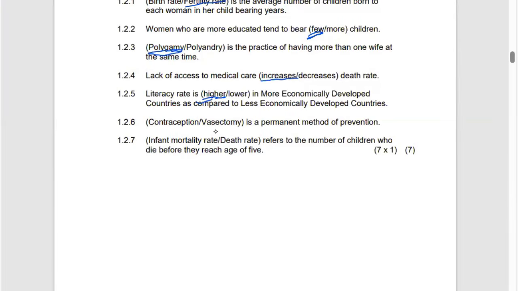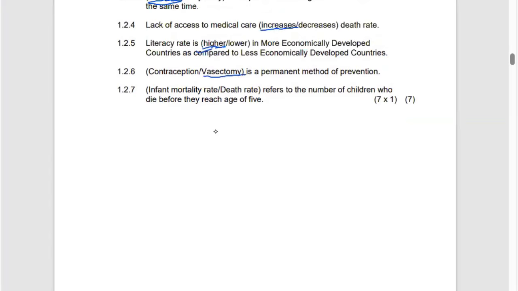Is it contraception or vasectomy, which is a permanent method of prevention? The vasectomy is the permanent one. Contraception is temporary. Right. Infant mortality rate or death rate refers to the number of children who die before they reach the age of 5. Before the age of 5, we are referring to infants. So this is the infant mortality rate.